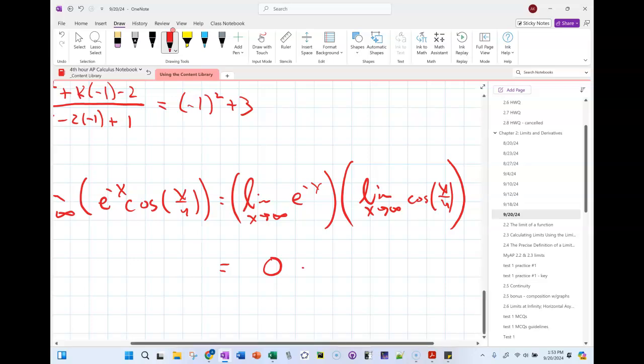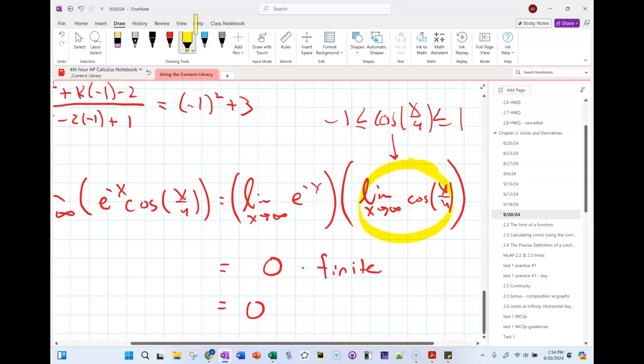But because we know that cosine is always going to be between negative 1 and positive 1, we know that this is going to be a finite number, right? It's not infinity. 0 times anything between negative 1 and 1 is still going to be 0. The thing we have to worry about is, what if this limit is infinity? Because 0 times infinity is not 0. That's one of those indeterminate forms. So we just had to do enough to say that I know that's not infinite.